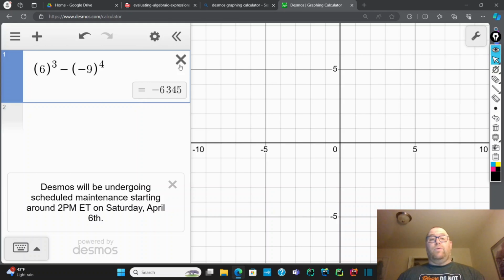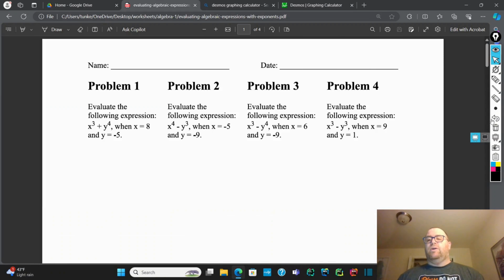Okay, one more problem to go. All right, so let's look at this last problem here. So we're evaluating the following expression. We've got x cubed minus y cubed, with x equals 9, y equals 1. So we're going to have 9 cubed minus 1 cubed.